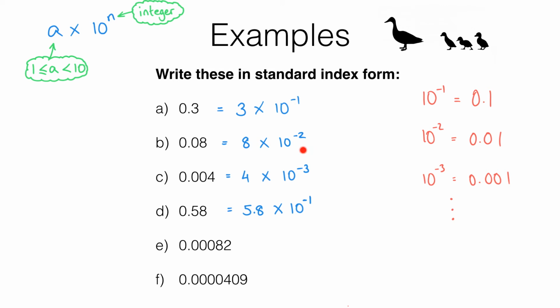You can also check the previous two, by the way. 0.004 we're saying is 4 times 10 to the negative 3. So 10 to the negative 3, which is 0.001. And 4 lots of that is indeed 0.004. Pause the video and have a go at E and F.